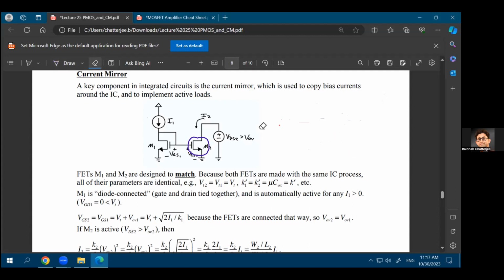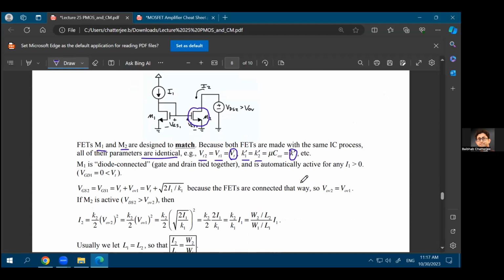Now, how to do that? Assuming that these M1 and M2 transistors are matched, what does matching mean? Matching means that they have the same aspect ratios. Assuming they are identical, having the same aspect ratios, they also have the same parameters. So, for example, the threshold voltages of the two transistors are equal. The K' that is mu times COX for the two transistors are equal. Let's call it VT, the same threshold voltage that these two transistors have, and K' is the process transconductance that both of these transistors have.